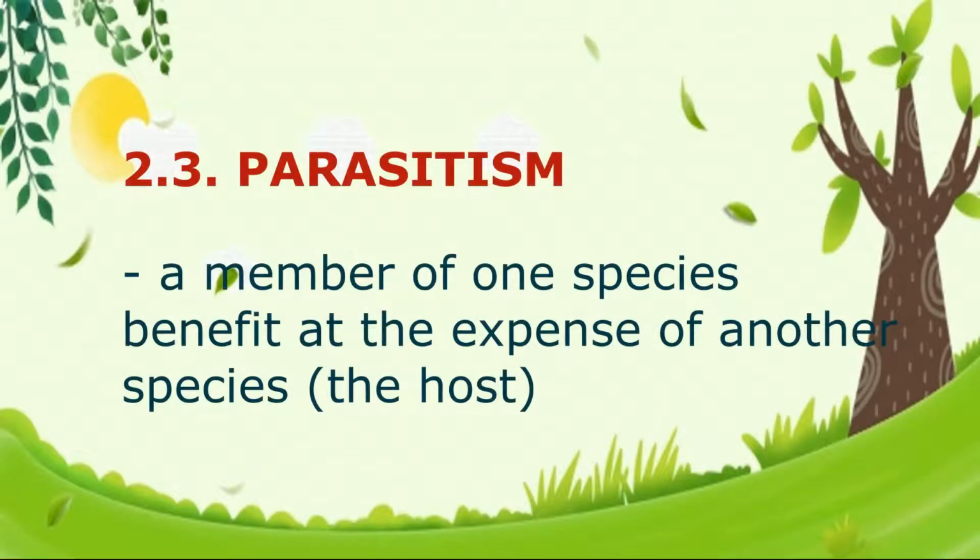The third one is parasitism. It is a symbiotic relationship in which a member of one species benefits at the expense of another species, the host. The parasites have evolved in such a way that they harm, but usually do not kill, the host species. If the host dies, the parasite would also die, unless it can quickly find another host.